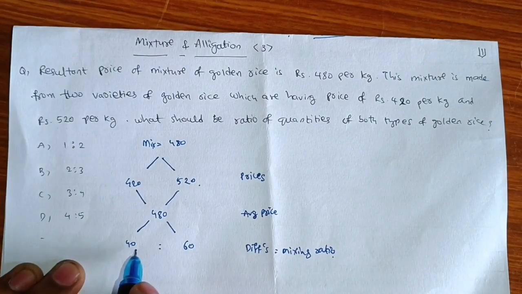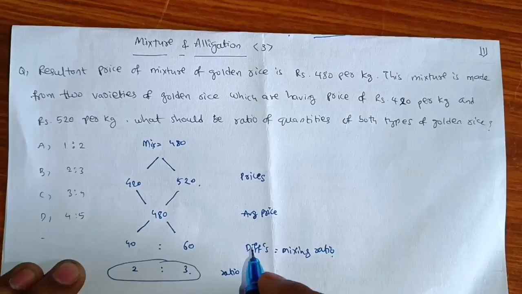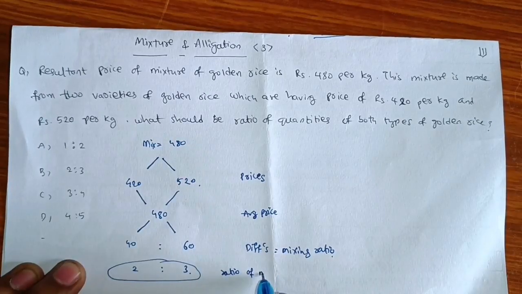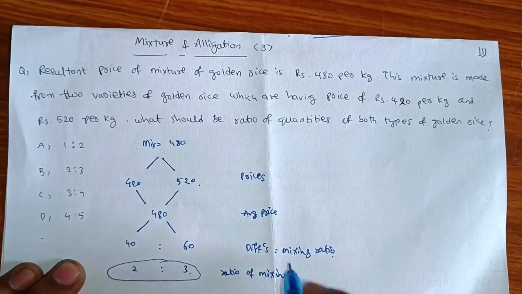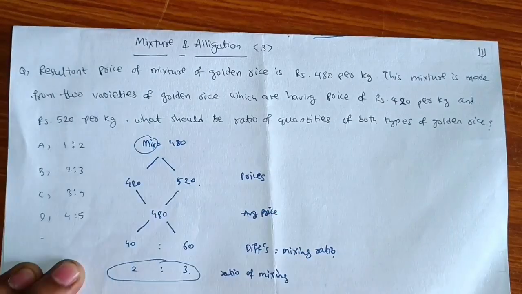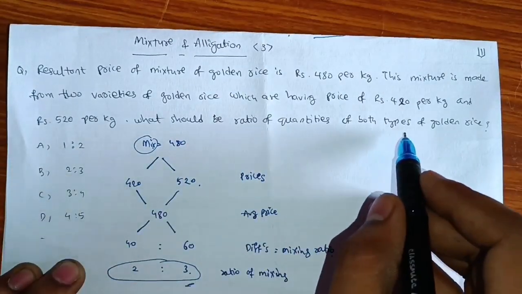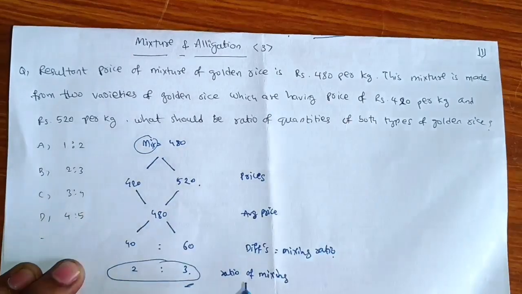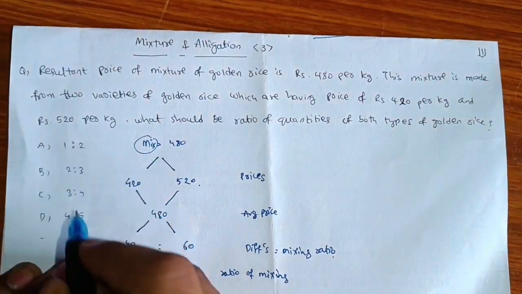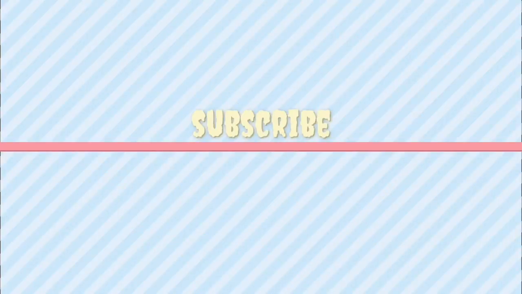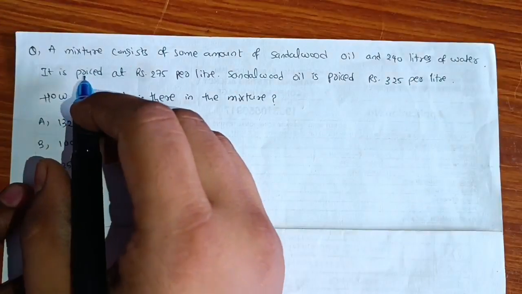If we simplify this, we are going to get 2:3, which is the ratio of mixing of the two varieties to form this mixture. So this is our required answer, the ratio of the quantities of both types of gold and rice. This is the ratio, which is option B. Now let us see the second question.